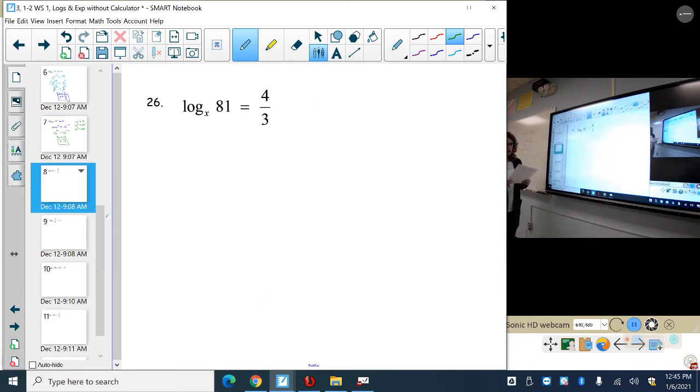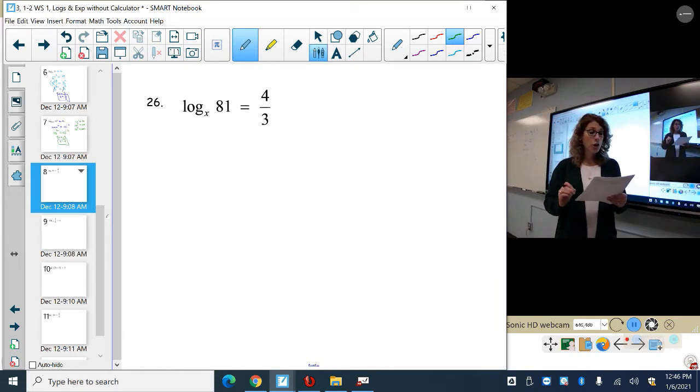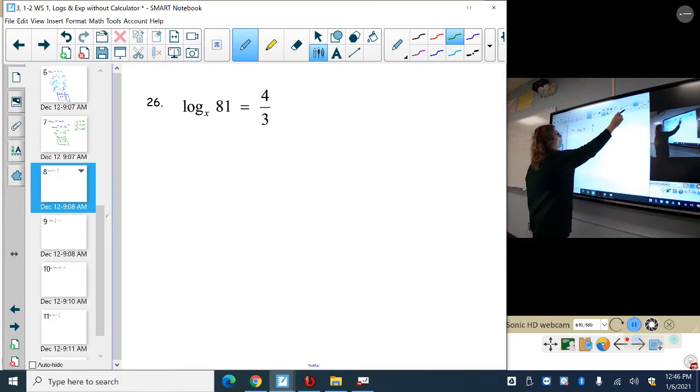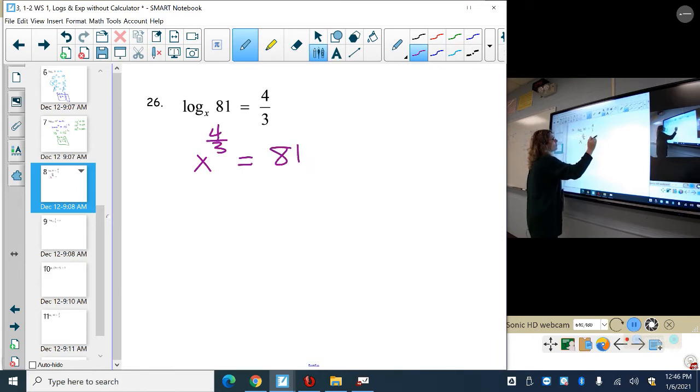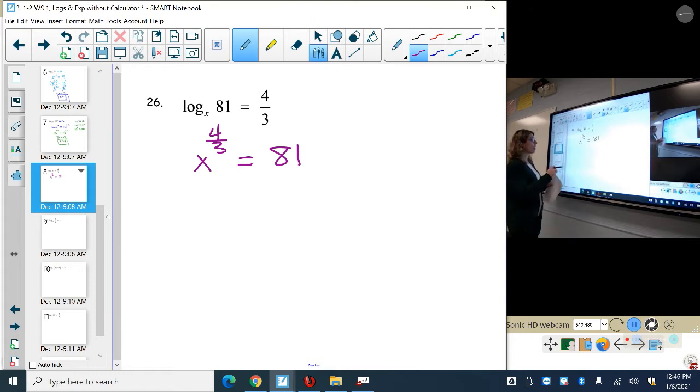Number 26. The directions say solve for x by first converting each equation to an exponential. I'm telling you that if I give you a logarithm, which they are all logarithms, I want you to think in an exponential, which means I want you to put them all as an exponential to solve it. So what this means is I have x, I go across the equal sign to grab my exponent, and this gives me 81. Well, how would I solve that? Well, that means my power is going to be 4 and my root is going to be 3.